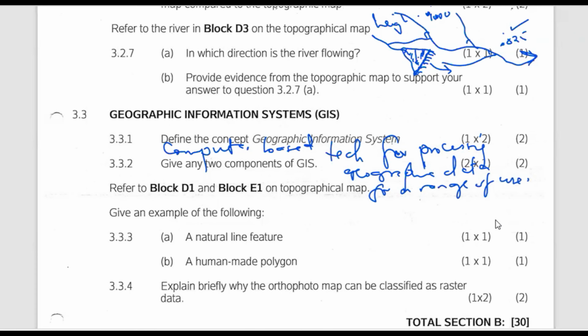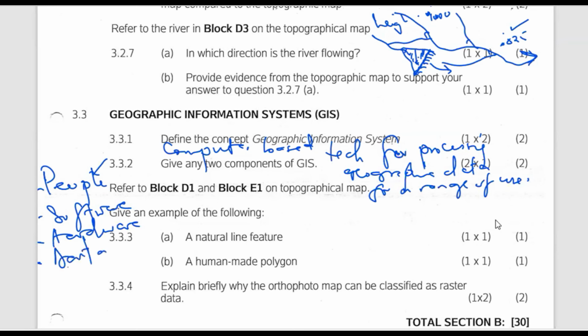Either we are capturing information, we are storing information, we are analyzing, we are using computer technology to assist in the study of geography. Then any two components, the major components of GIS, we have the personnel or the people. Then we have the software. We have the hardware. We also have the data. And we have specific methods that we use. Those are the components. Right.